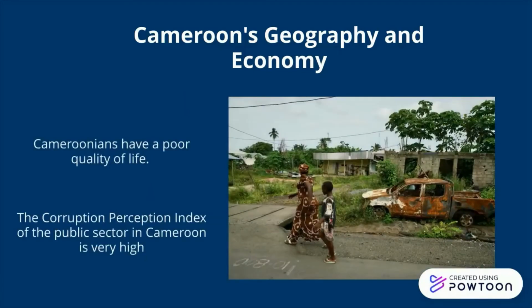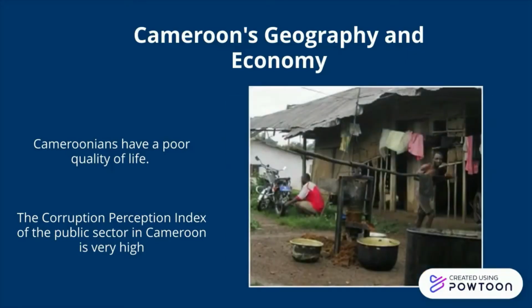The Human Development Index, or HDI, is a way to measure the progress of a country, and it shows that Cameroonians have a poor quality of life. The Corruption Perception Index of the public sector in Cameroon has been 25 points. Therefore, the perception of corruption among Cameroonians in their country is very high.